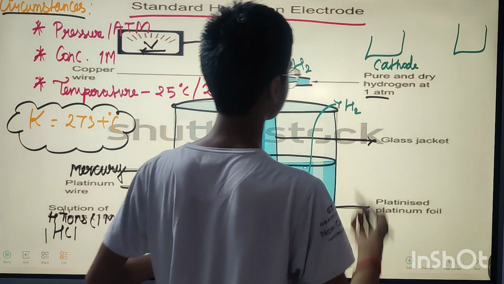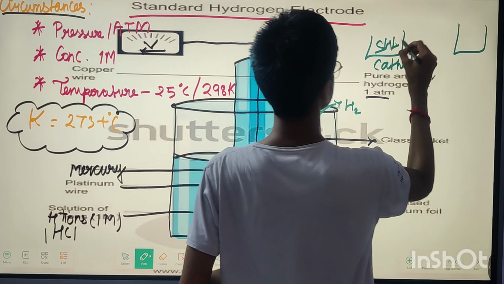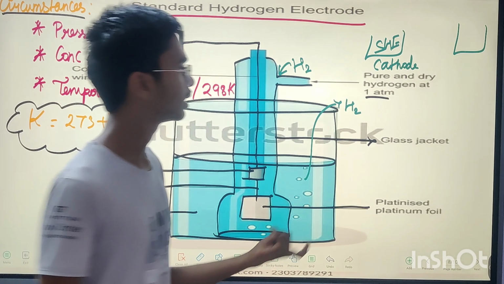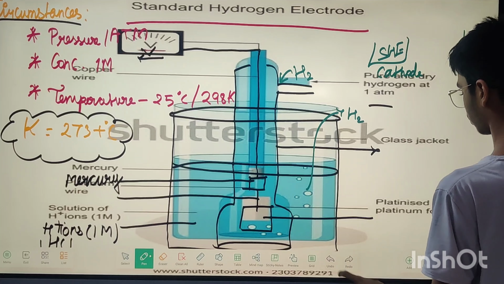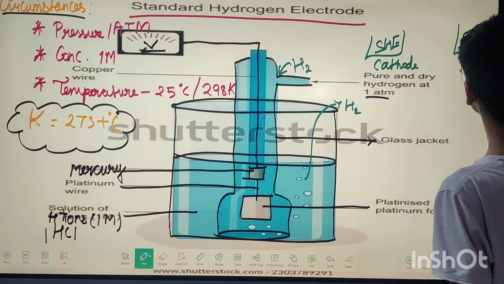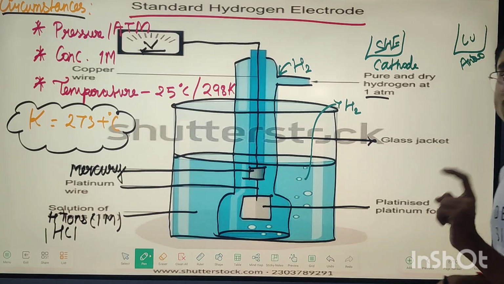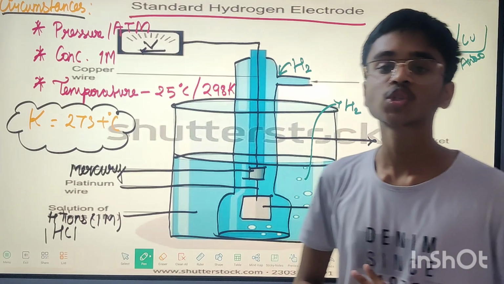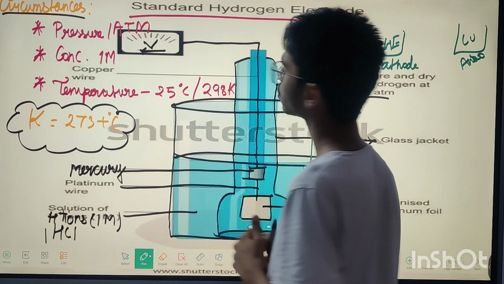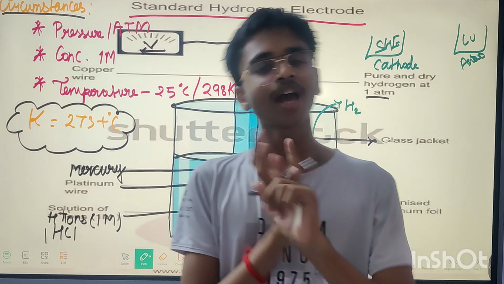So SHE is in the cathode, this cell is over here. Then there will be another cell, so copper can be in this anode. Based on this, first they found the voltage of SHE. SHE's voltage is 0, both in cathode and in anode.